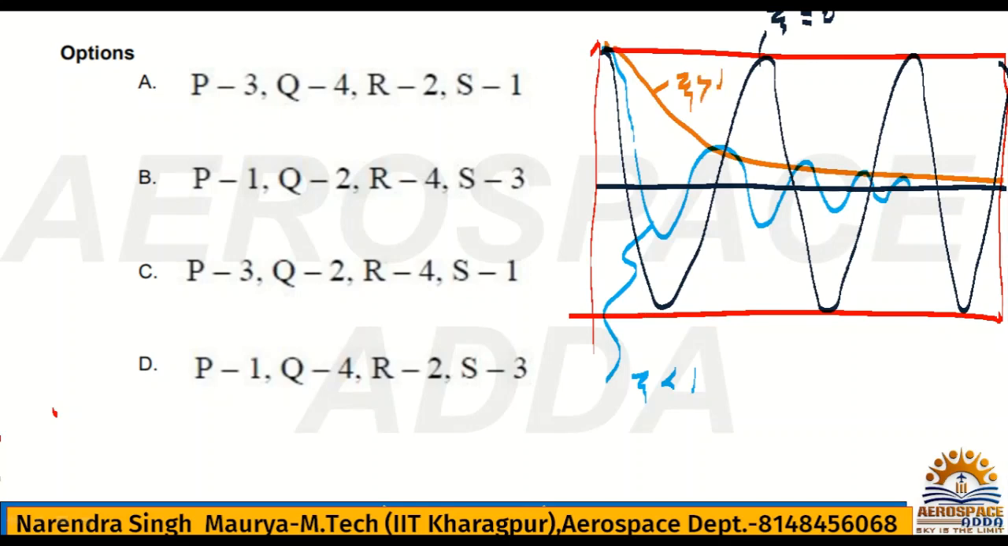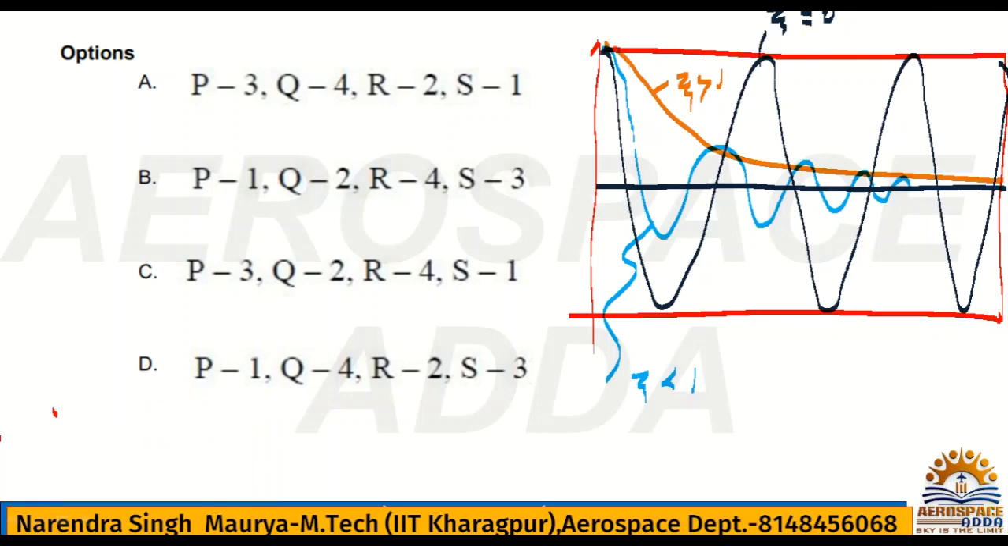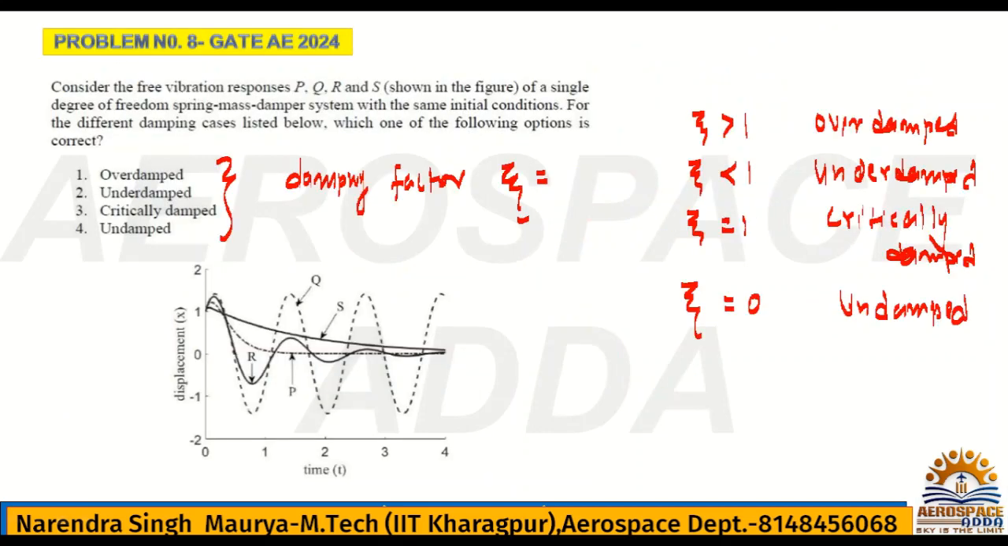Okay, third, critically damped. So this is nothing but xi is equal to 1. Here I can say xi is equal to 1. I had discussed that already in lectures. Now this problem is very simple. They have given P, Q, R, S, and they are asking which one is underdamped, which one is overdamped, which one is critically damped.